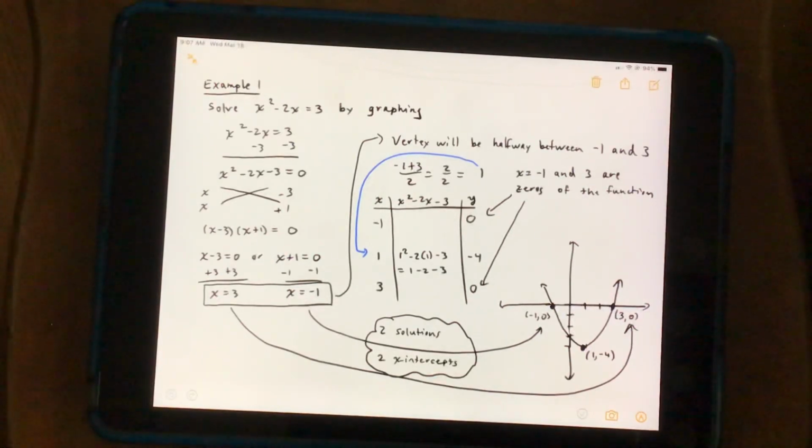Set each of those factors equal to 0. x minus 3 equals 0, or x plus 1 equals 0, gives us x-intercepts of 3 and negative 1.